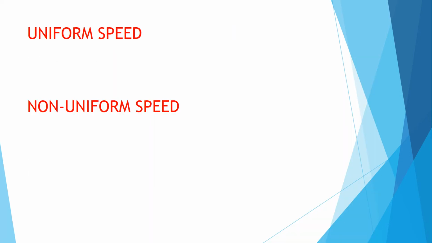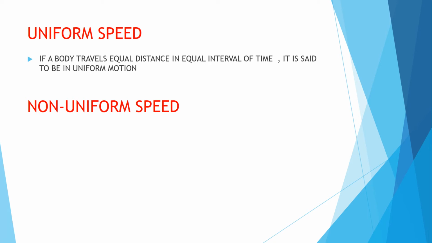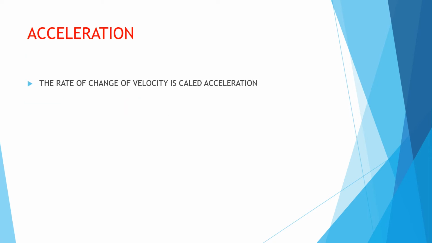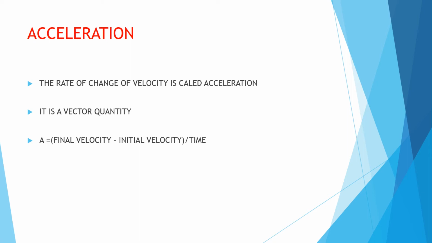Uniform speed and non-uniform speed. If a body travels equal distance in equal intervals of time, then it is said to be in uniform motion. If a body does not travel equal distance in equal intervals of time, it is said to be in non-uniform motion. Acceleration. The rate of change of velocity is called acceleration. It is a vector quantity, which means it has both magnitude and direction. Acceleration is equal to final velocity minus initial velocity by time, or we can put final velocity as v and initial velocity as u. It will come like (v minus u) by t.